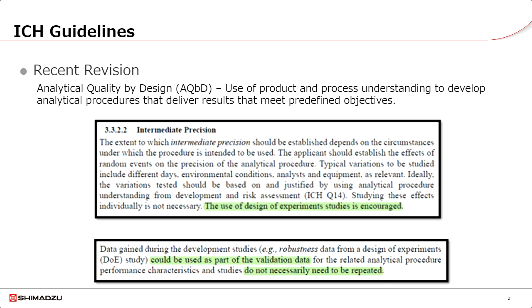Analytical quality by design, or AQbD, uses product and process understanding to develop analytical procedures that deliver results that meet predefined objectives. By integrating AQbD into the ICH guidelines for analytical method development, the analyst must arrive at a statistically relevant solution in developing their method. Arriving at the proper solution requires a solid knowledge of the chemistry of the molecule, as well as an array of columns and mobile phases.